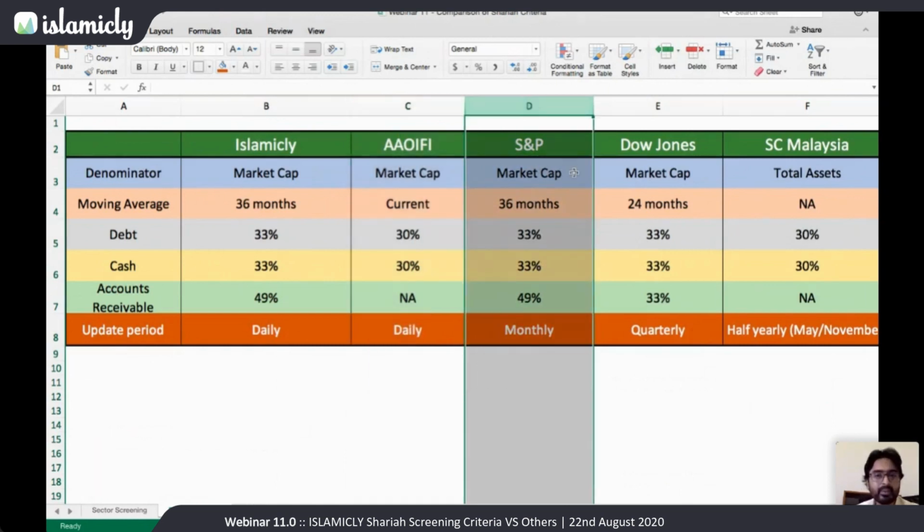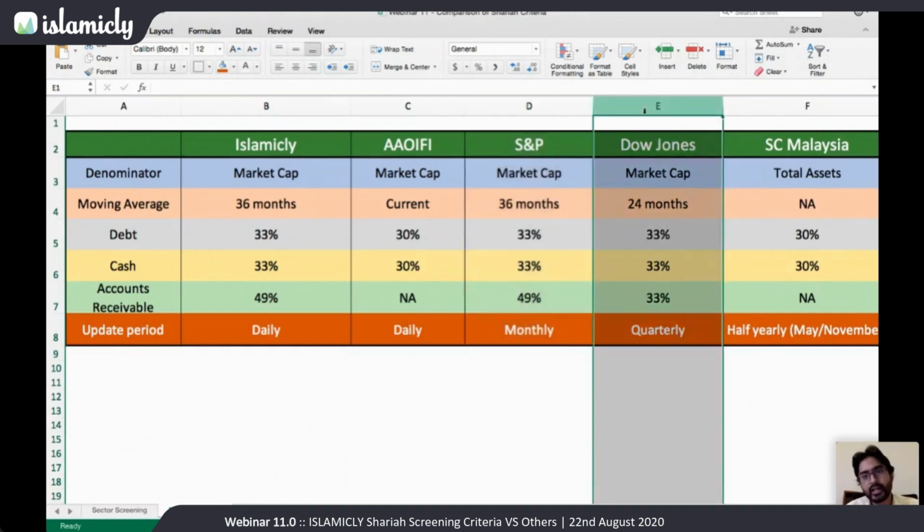Moving on, although S&P also uses market capitalization, since it's mostly a B2B product and an index product, rebalancing an index on a daily basis will be a nightmare. Hence, their Shariah committee has given them approval that they can update their screening on a monthly basis because they are an index provider. Dow Jones, again an index provider, updates it quarterly. So if a stock has changed compliance in the month of April, you will get an update about it only in the month of July. That is, they update it every quarter.